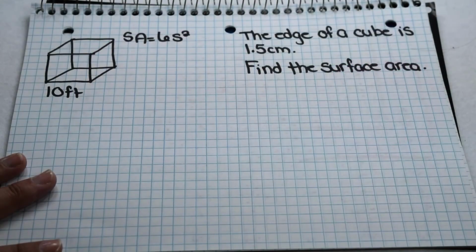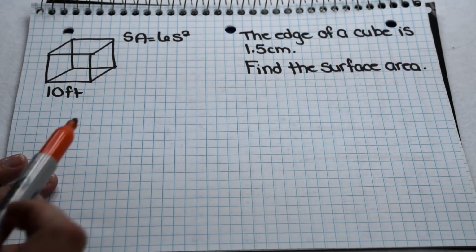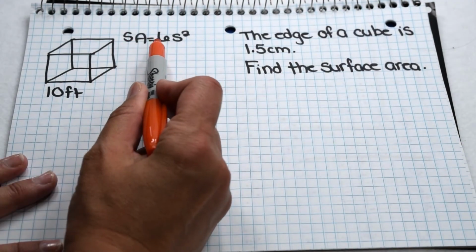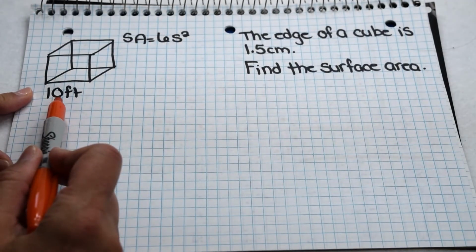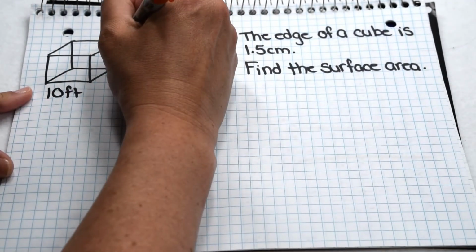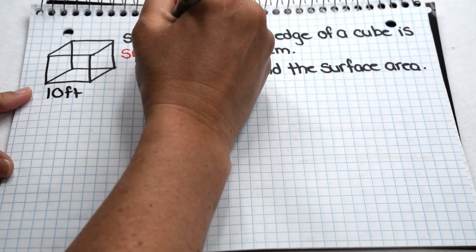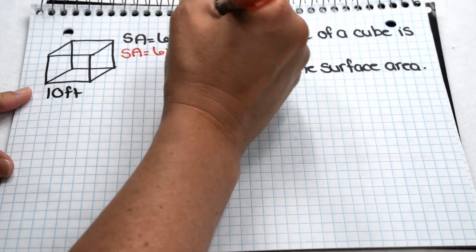We can then use our equation to find the surface area of different cubes. Our equation is the surface area is 6 times the side length squared. Well, here on this cube, they tell us that our side length is 10 feet. So we can substitute that into the equation. So surface area is going to be 6 times 10 squared.